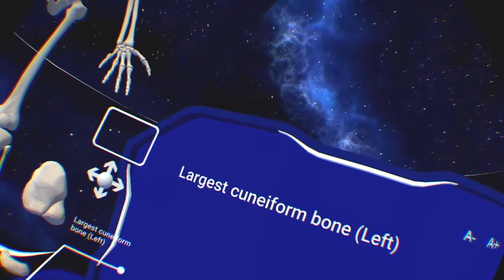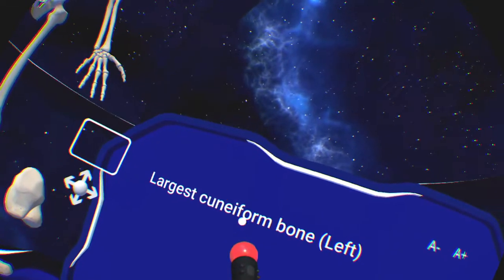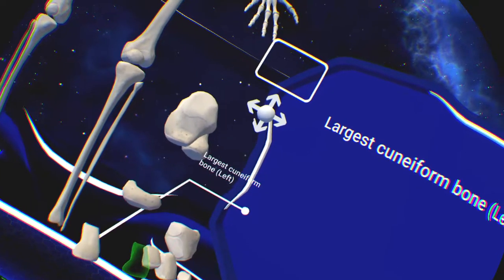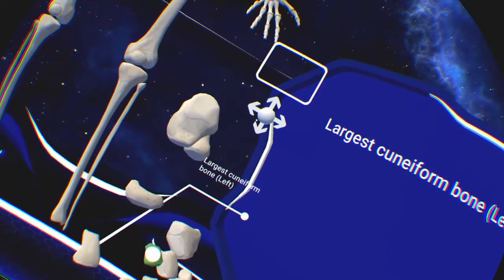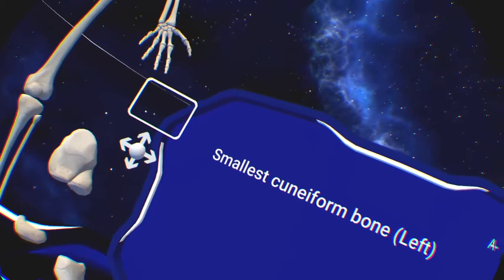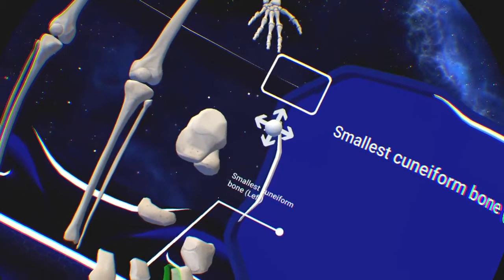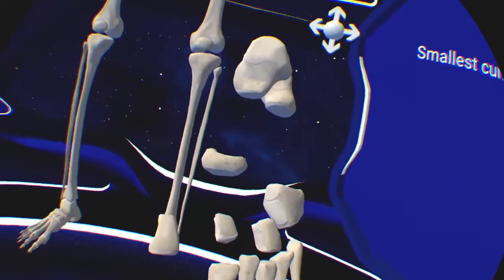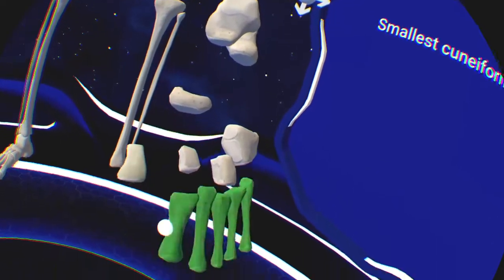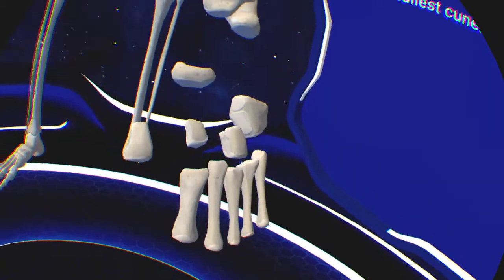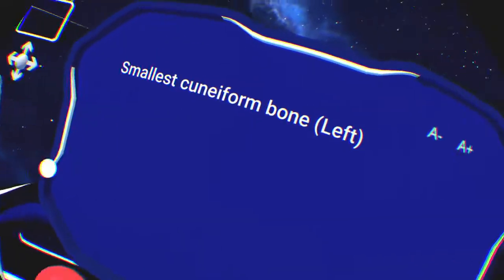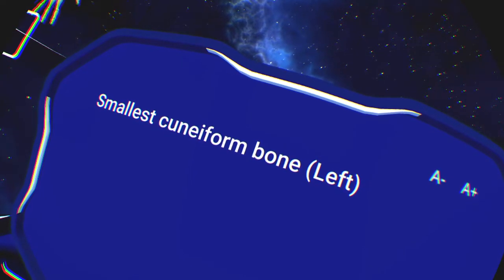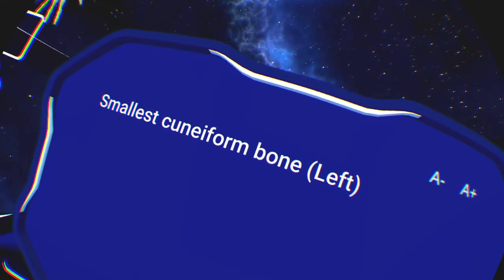This is the largest cuneiform bone. Okay. This one is called the smallest cuneiform bone. And if we're associating these with toes, this is the one associated with, if you follow down the pathway, your big toe.